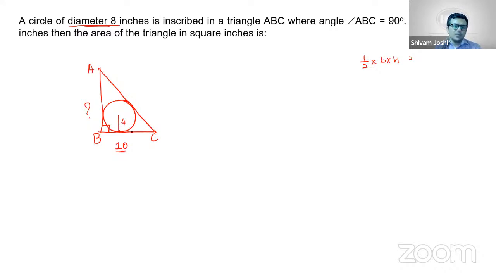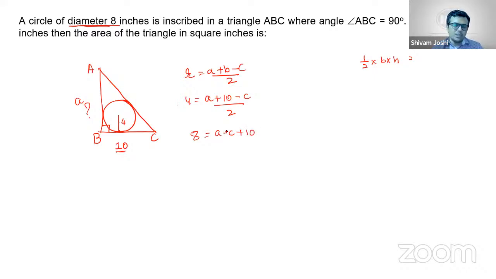Correct. How do I figure out the measure of the sides with the help of the inradius? We know the formula for the inradius, which is (a plus b minus c) upon 2. R is 4. A is unknown. This side is a, by the way. B is 10. C is unknown. And this is 2. So 4 twos are 8. That is equal to a minus c plus 10.